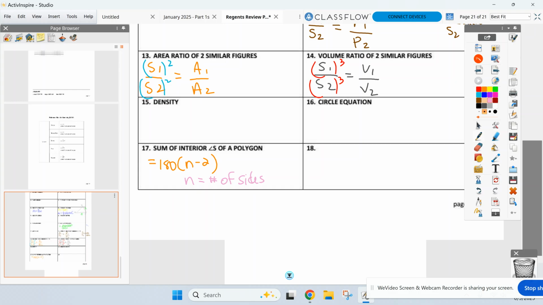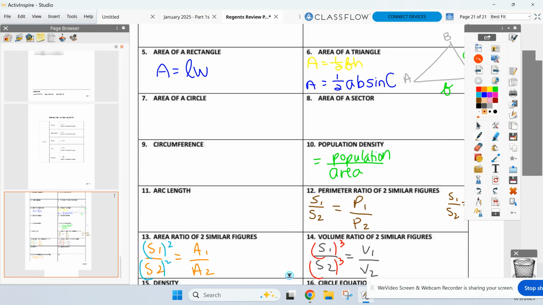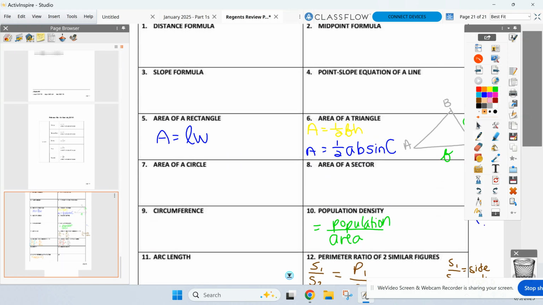All right, questions? All right, so there are all the formulas. You do what you want with them over the next 6 days before the Regents exam.